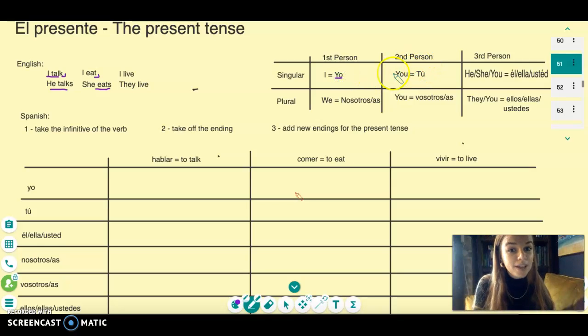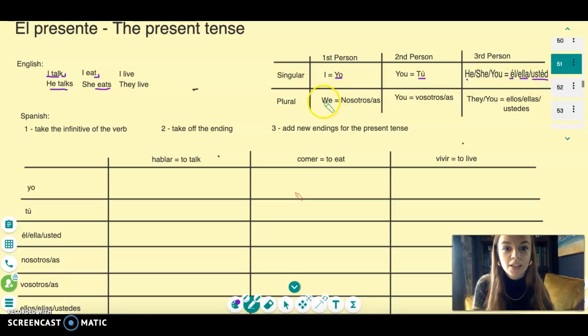For the second person singular, we have tú. So it's just you, one person by yourself. I'm talking to you. That is tú. And we have the third person singular. So that's to refer to he, she, or you in a formal setting. So if I was talking to my boss, I would be saying you. So for he, it is él. For she, ella. So él, ella, and usted is the you in formal settings.